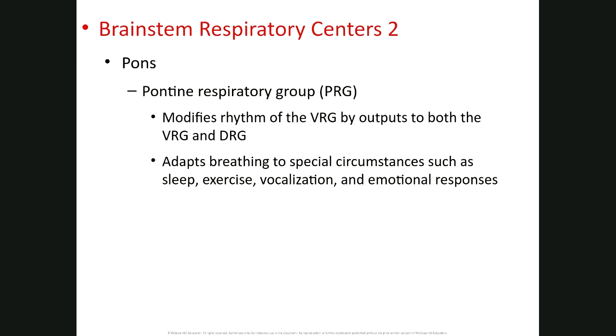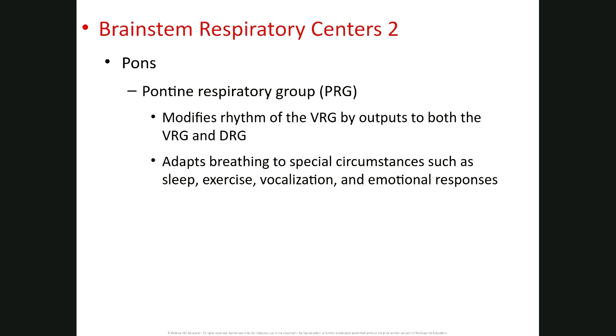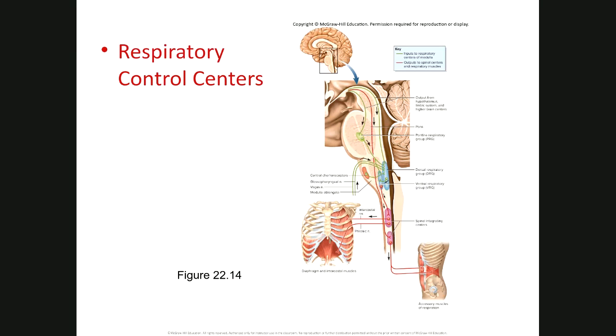At this point, the Pontine respiratory group is the one that takes over. It will modify the rhythm of the VRG and also the DRG. It will adapt to cases like sleep, exercise, vocalization, emotional response. So the pons will be the one responsible for that.